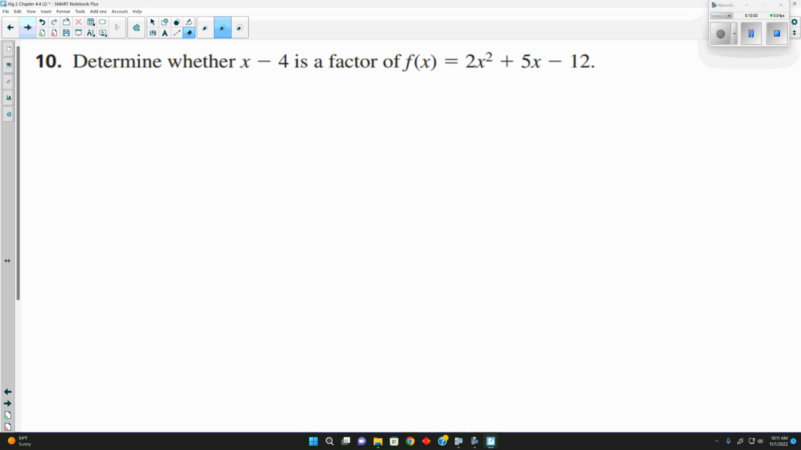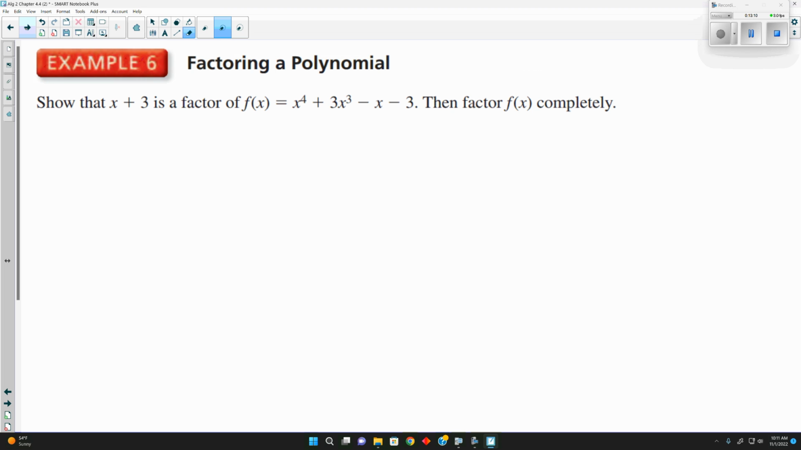Do we have any other questions on these here? Do you feel comfortable with these? Okay. I'm going to go to the one after it.